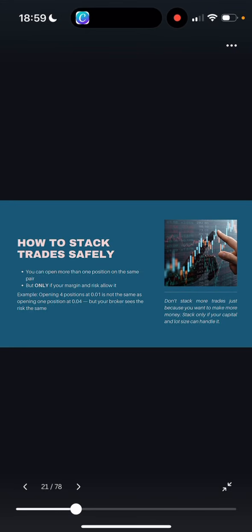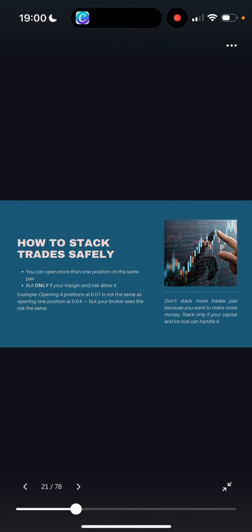So imagine opening 4 positions at 0.01. It's the exact same thing as opening 0.04, because your broker is going to see the risk as exactly the same. So don't try to be smart and say, oh, I'm opening 0.04 and risking everything, I will open with 0.01, but I'll open it 4 times. My dear, it's the exact same risk. So please don't try to be smart about that.